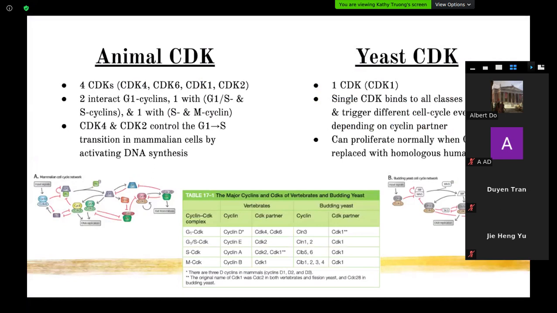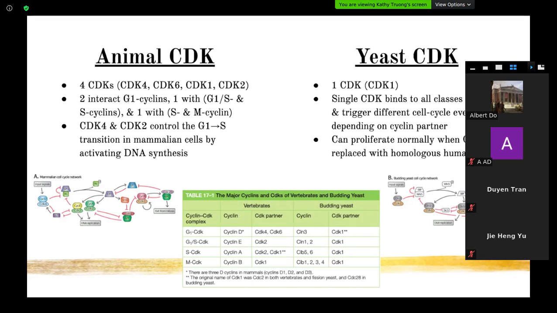So since we talked a little bit about CDKs and cyclins, let's talk about them in animals and yeast. Like mentioned before, animals have four CDKs: CDK4, 6, 1, and 2. And these CDKs actually interact with cyclins, right? Two of them interact with G1 cyclin, one with G1/S and S cyclins, and one with S and M cyclins.